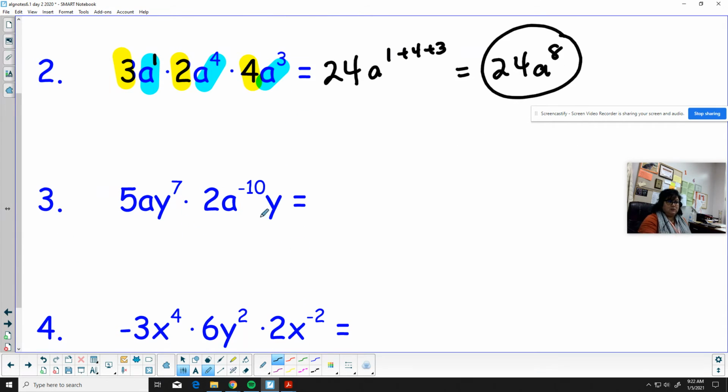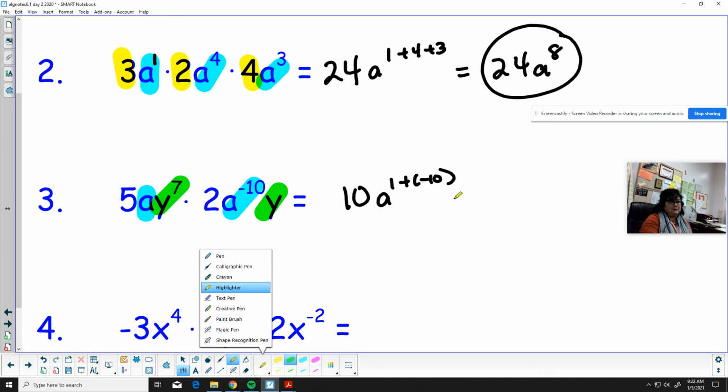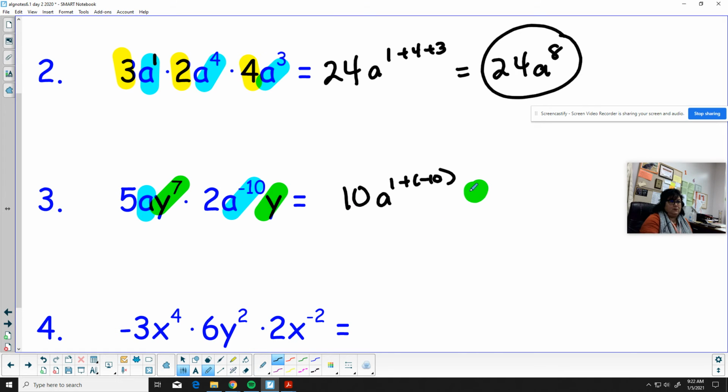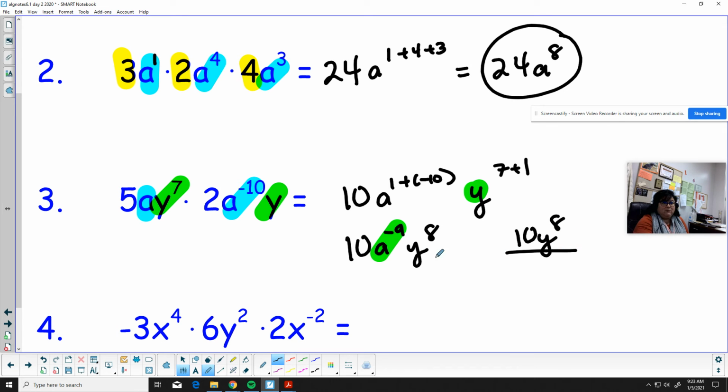And then if I look here, and I took the highlights away, so 5 times 2 is 10. And then I'm going to combine my a's. So that's a to the 1 plus negative 10. And then I'm going to combine my y's because they have same base. So y to the 7 plus 1. So that would be 10a to the negative 9 and y to the 8, except this guy is unhappy. So he goes to the bottom, or the opposite part of the fraction, which would be the denominator. So 10y to the 8th is fine where it's at, and a to the 9th goes to the bottom.